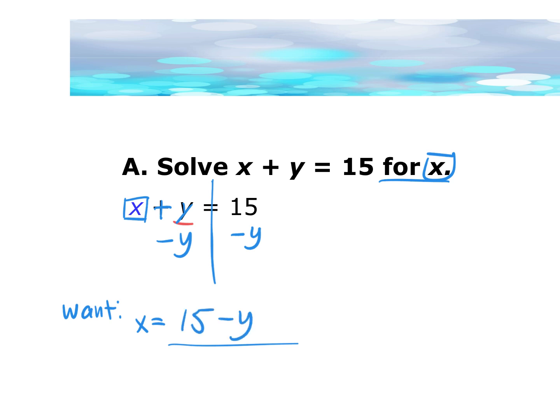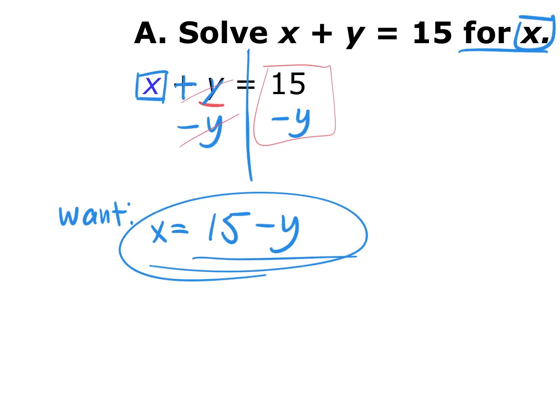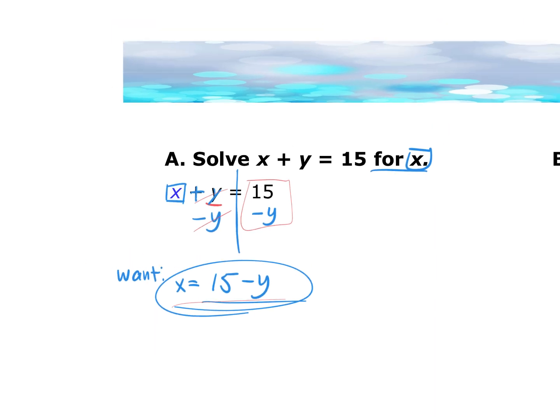All right, and we have our x equals, right? So this is our answer. All right, because on this side, y minus y goes away, and then 15 minus y, you can't combine these, right? These are not like terms, so you leave it alone. And then this is our answer.